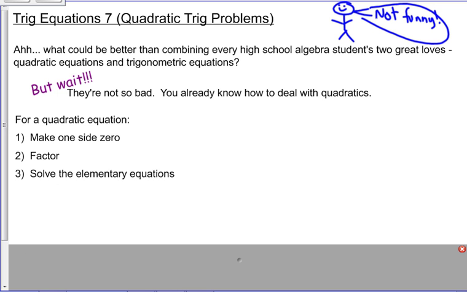So here's the basic approach for quadratics. Make one side 0, factor, and then solve the little equations that come out of that. You could conceivably have ones where you had to use the quadratic formula as well, but we're going to restrict ourselves to equations that we can factor.